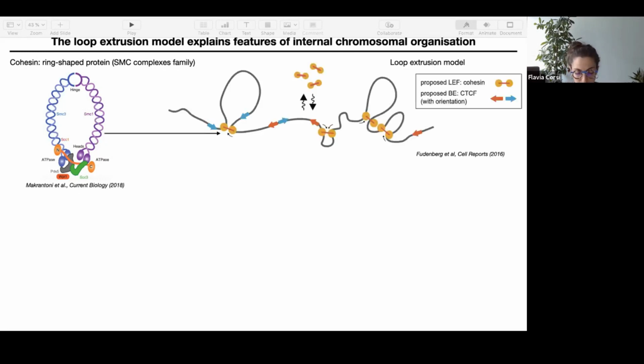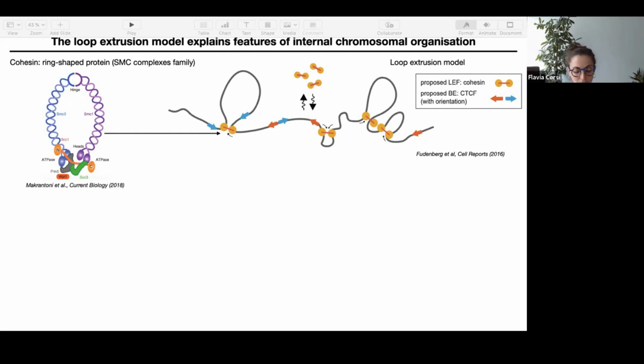The loop extrusion model says that once a cohesin protein is loaded onto the DNA, it can actively extrude loops through its ring until it encounters either two convergent CTCF sites, here represented with arrows of different colors, where it becomes stuck, or another loop on the right, where it will also become stuck. Cohesins are dynamically loaded and unloaded onto the DNA, so they basically reshape internal chromosome conformation throughout the cell cycle.